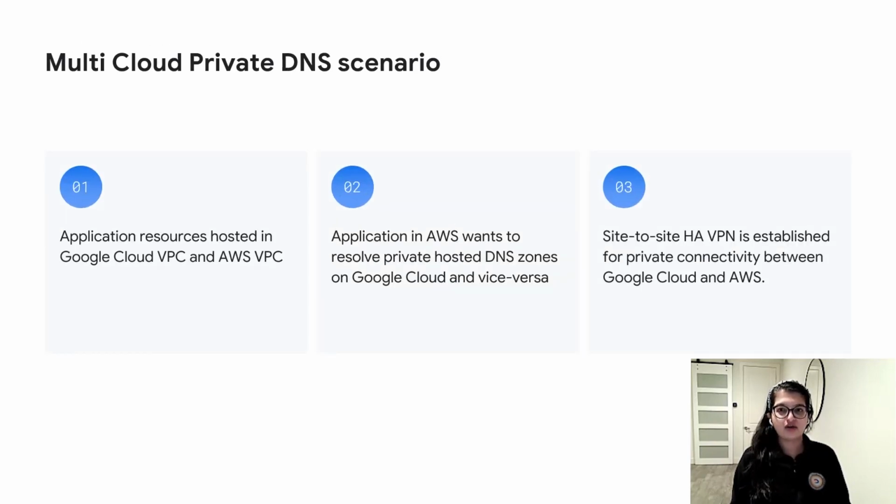Now let's look at a common customer scenario. The customer has applications already hosted on both clouds and is in the midst of a multi-cloud expansion. The application hosted in AWS needs private DNS resolution for Google Cloud hosted resources and vice versa. They already have a high availability VPN tunnel established between both the cloud providers, and they would like us to use this connectivity option as well.